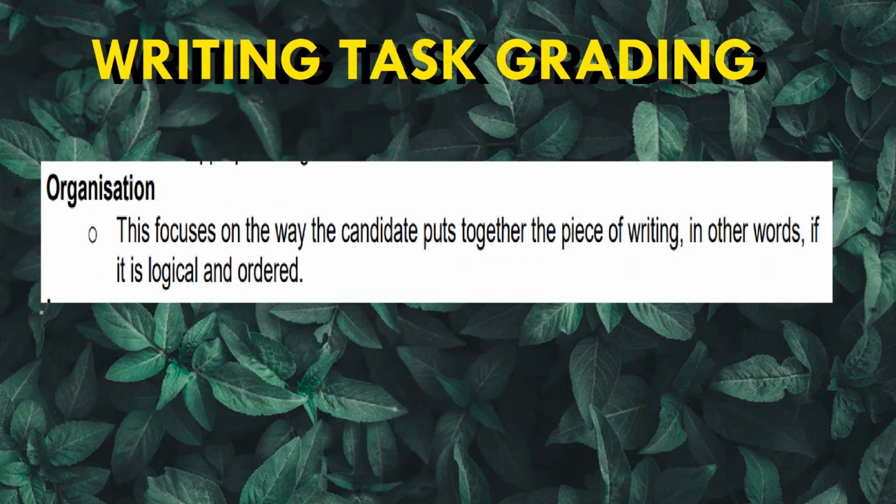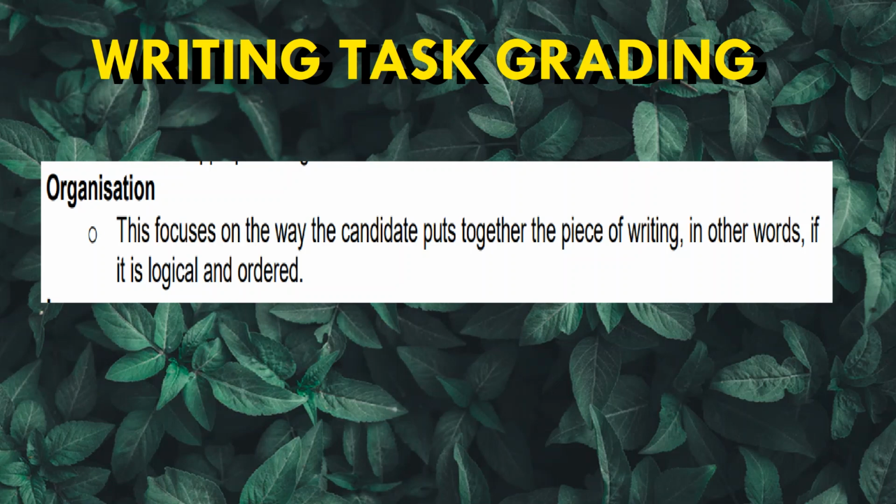So the third thing they're going to mark you on is your organization. This focuses on the way you've put the piece of writing together. In other words, is it logically ordered? Now, to me, that's kind of similar to communicative achievement, but I'm not going to start ragging on Cambridge just yet. This basically means, have you actually structured the words and put them in the place they should be? And when we read your piece, it flows from sentence to sentence, paragraph to paragraph, section to section. So that's the third one, organization. How have you put the piece together?